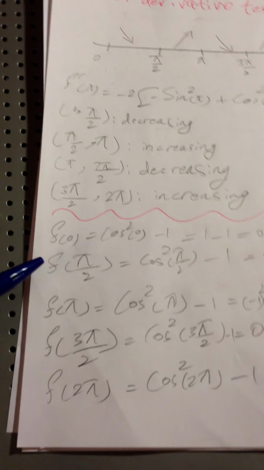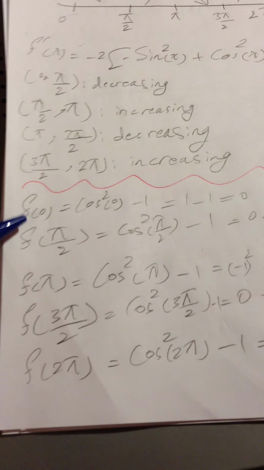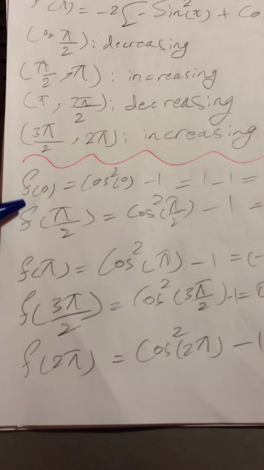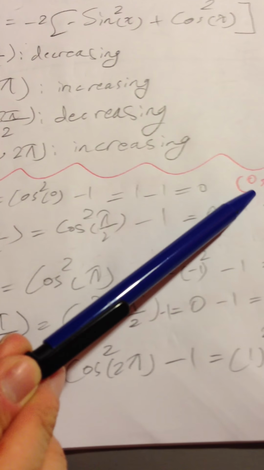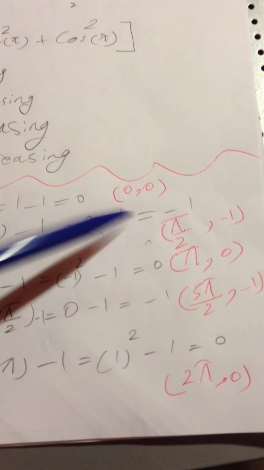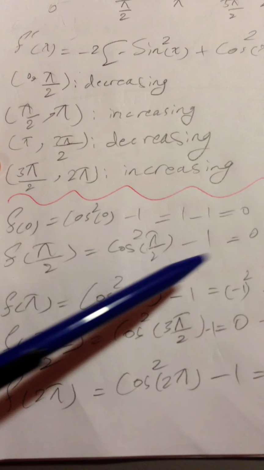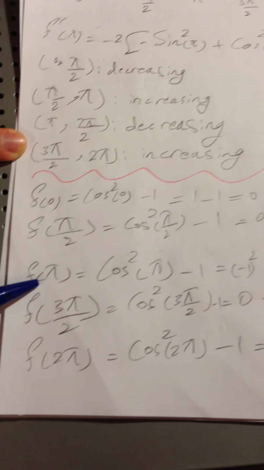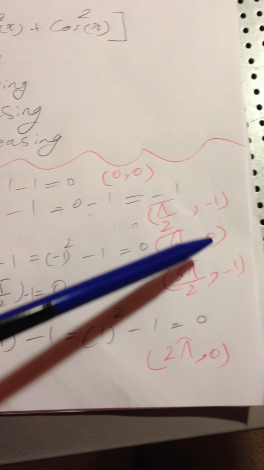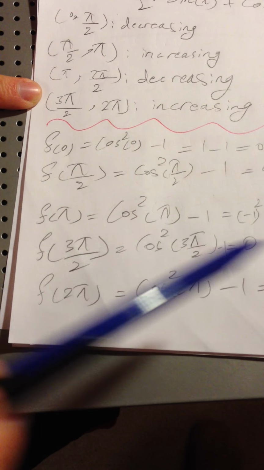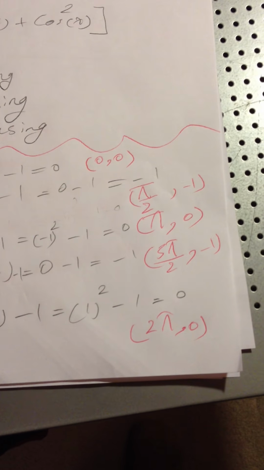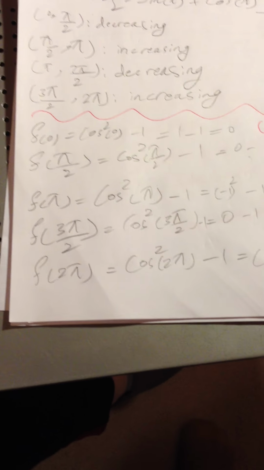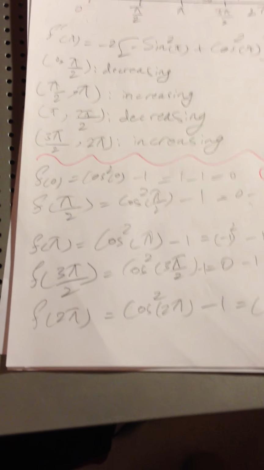Alright, now we find the extrema. Okay, so we plug 0 into the original function, so we have (0, 0), and we plug in pi over 2 into the original function, we get (pi over 2, negative 1). F of pi, we get (pi, 0). F of 3 pi over 2, we get (3 pi over 2, negative 1). F of 2 pi, we get (2 pi, 0). So, those are our extrema.